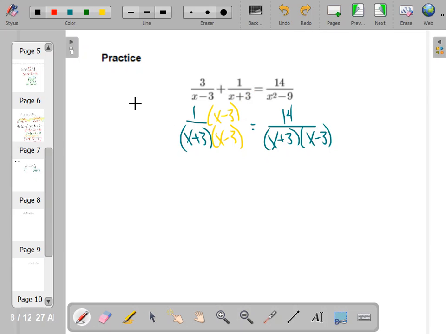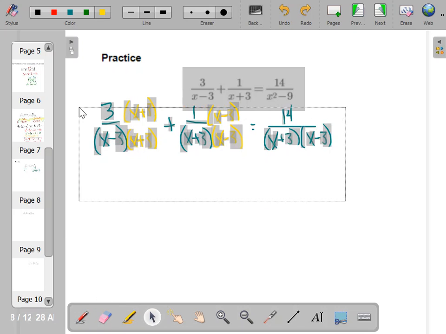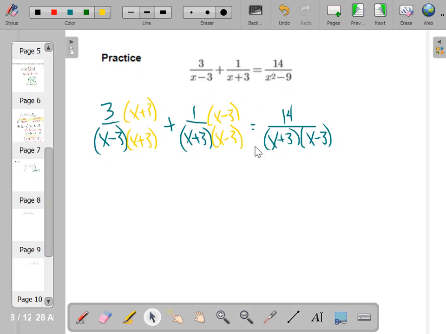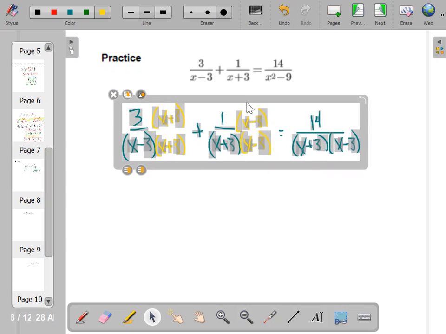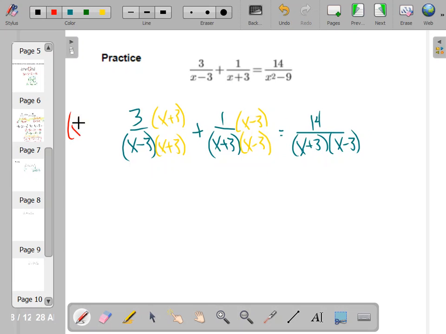So we've got a plus sign here, and I have 3 over x minus 3, but this denominator needs an x plus 3. Now they all have the same denominator. That is x plus 3, x minus 3. So what I can do is clear the fraction. If everything has the same denominator, then I can multiply both sides by that denominator. So really algebraically what I'm doing is multiplying by x minus 3, x plus 3.